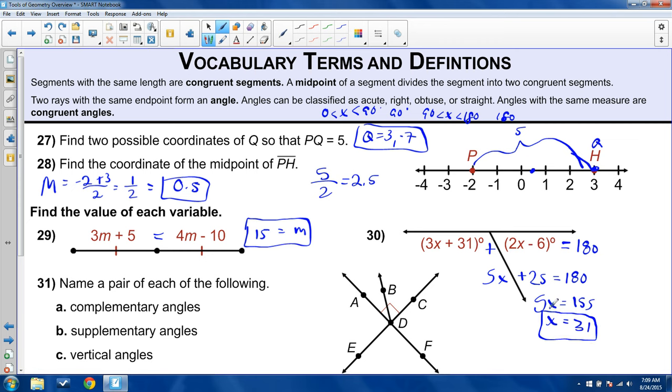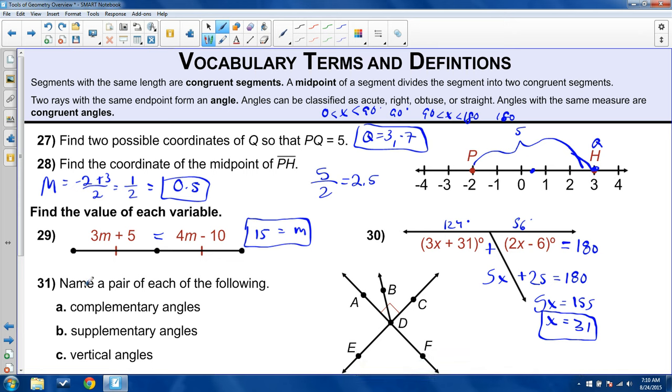So 31 isn't a number of degrees. It's a number that you substitute into here so you can get these angles. And it looks like this one would be 3 times 31, which is 93, plus 31, 124 degrees here. And this would be, well, you could either substitute here and I think get 56, or you could have subtracted 124 from 180 and you'd also get 56. These should add up to 180, and they do.